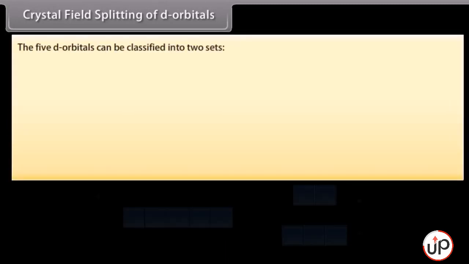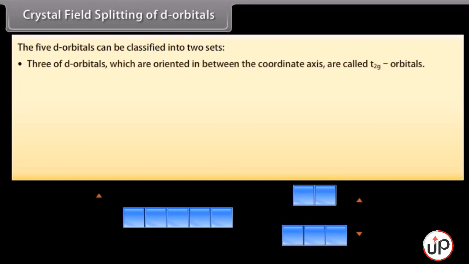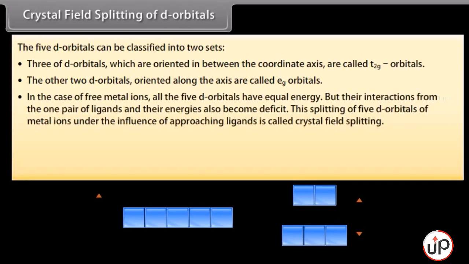Crystal field splitting of d orbitals. The 5 d orbitals can be classified into 2 sets. 3 of the d orbitals which are oriented in between the coordinate axes are called t2g orbitals. The other 2 d orbitals oriented along the axis are called eg orbitals. In the case of free metal ions, all the 5 d orbitals have equal energy, but on interaction with ligands their energies also become different.